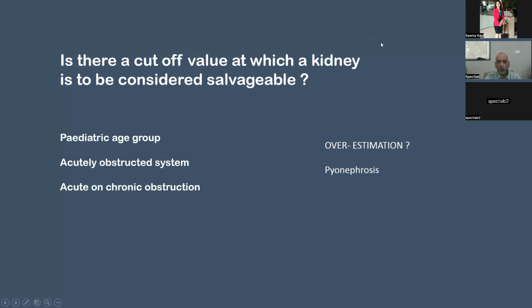So just as it may underestimate function in an acutely obstructed or pediatric age group, when does the renal scan overestimate function? One important reason is pyonephrosis, where there is a lot of inflammatory tissue around the kidney. And as a physician, if you do not correlate with proper history and ultrasound, you may overestimate the function. The renal scan may overestimate the function.